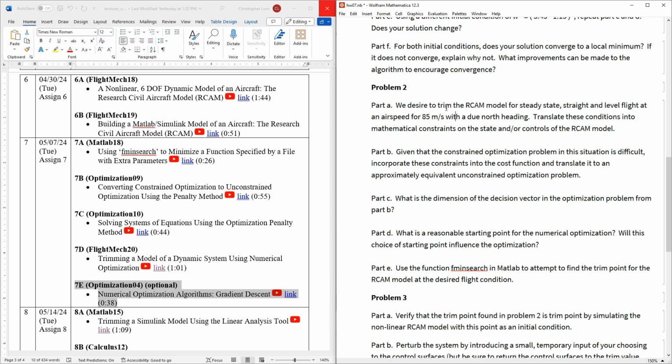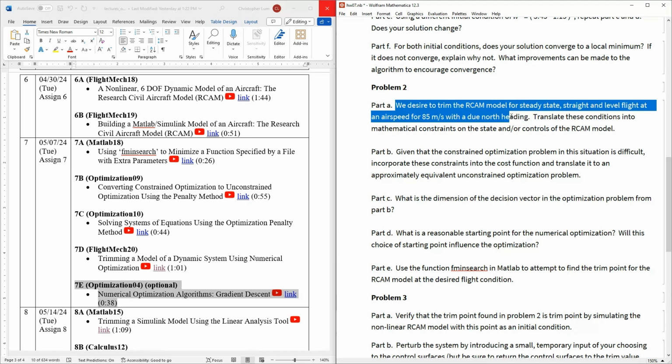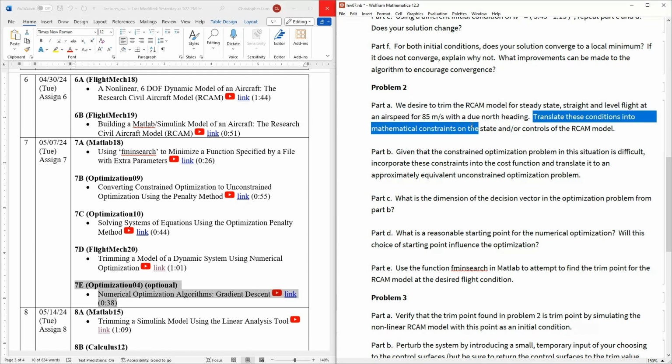So in this case, what I actually care about for this aircraft is I want this thing flying at steady state. I want it flying straight and level, meaning you're not gaining or losing any altitude. I want this flying at a very specific airspeed, and I want it with a heading of due north. So all of these are engineering requirements that your manager might dump on your desk and say, I want the aircraft flying like this. Well, your job now as an engineer is, how do I translate these engineering requirements into mathematical constraints on the states or controls of our RCAM aircraft, okay?